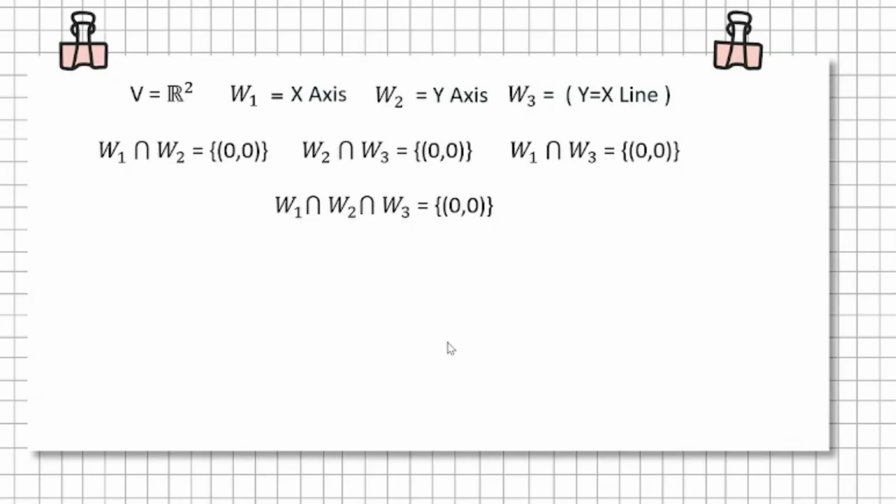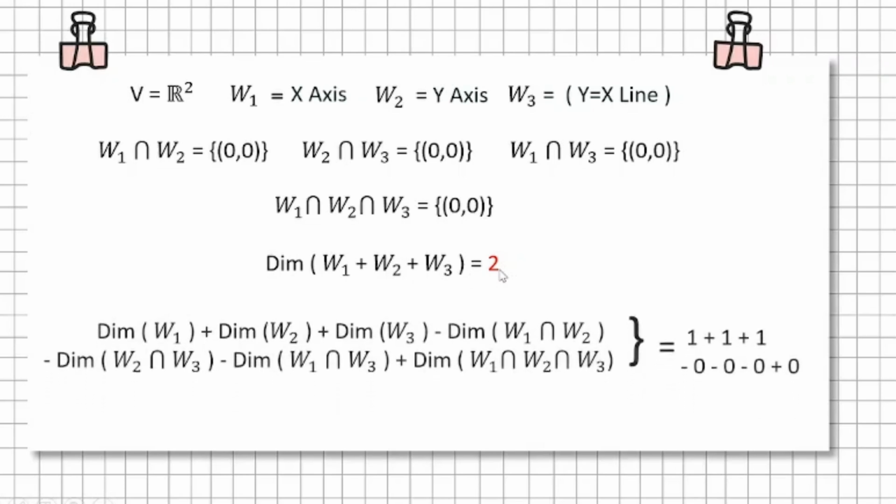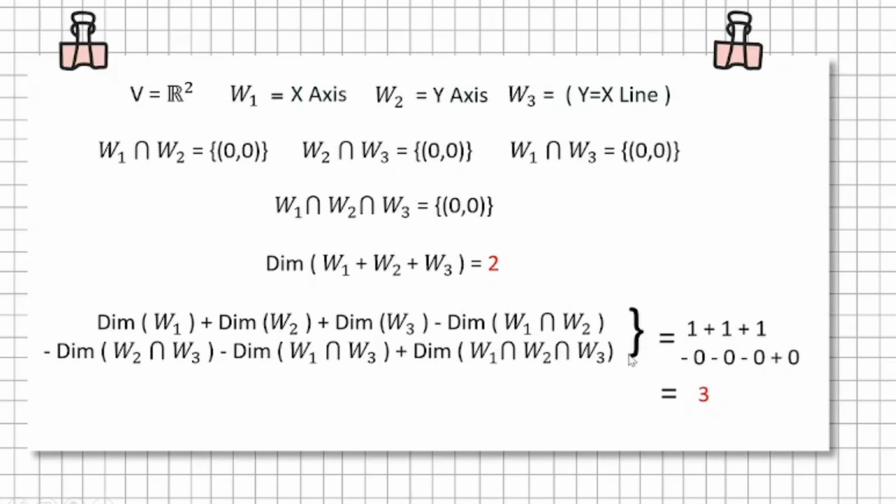Here, I am taking the vector space V as R2, W1 as the x-axis, W2 as the y-axis, and W3 as the line y equals x. Then W1 intersection W2 equals the 0 vector, W2 intersection W3 equals the 0 vector, W1 intersection W3 equals the 0 vector, and W1 intersection W2 intersection W3 equals the 0 vector. What is W1 plus W2? What is W1 plus W2 plus W3? That is nothing but R2. Therefore the dimension of W1 plus W2 plus W3 equals 2, while the sum of the dimensions equals 3. Here, these are not equal. We can say it is true only for two subspaces. For more than two subspaces, it is not true. Right?